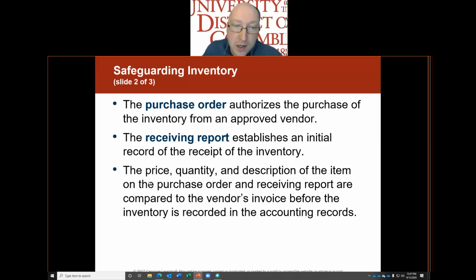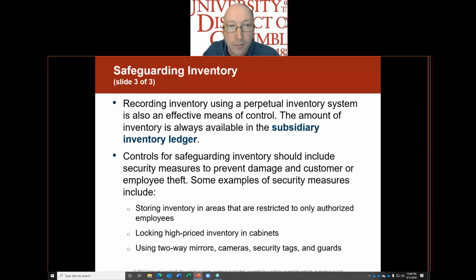Typically what you'll find is the price, the quantity, and the description of the items are on the purchase order and on the receiving report. You compare the two, make sure you get a physical count of what is on there, what you actually received. You sign off on it and file all that good stuff away. And then later on in the mail you get the bill, right?